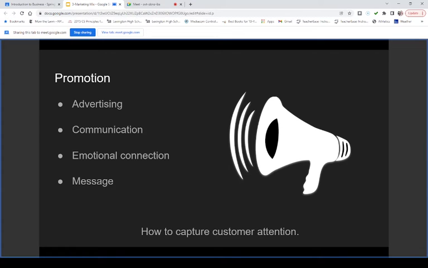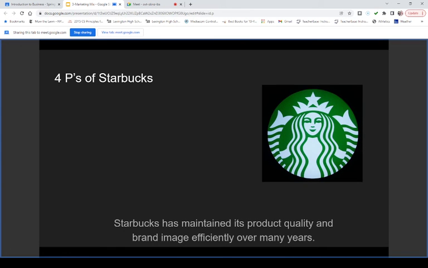So what is the message that you're trying to send, and how do you get the attention of the customer? So let's take a look at a brand that you might be familiar with, Starbucks, and take a look at the 4 Ps of Starbucks. So first of all, it's product. Starbucks has a particular product. It has premium coffee, meaning they're going to give you coffee that you can't get somewhere else. It's going to be a better quality coffee than you can get at most places.